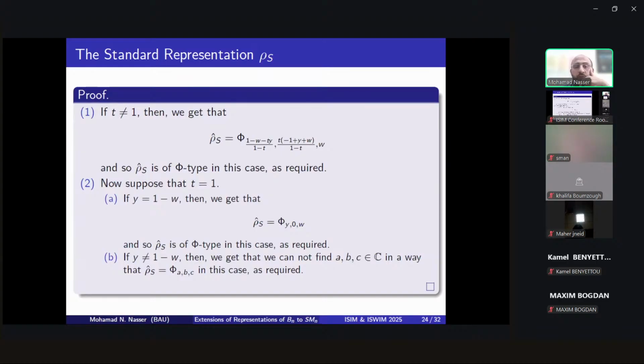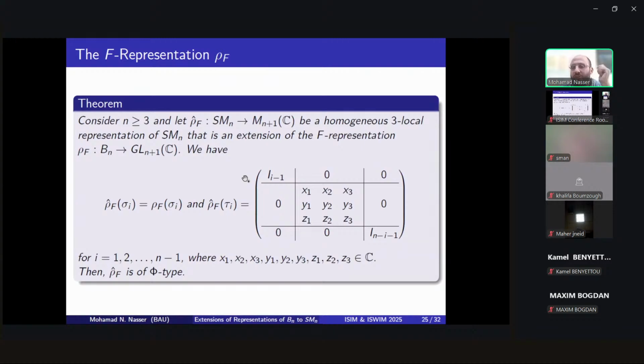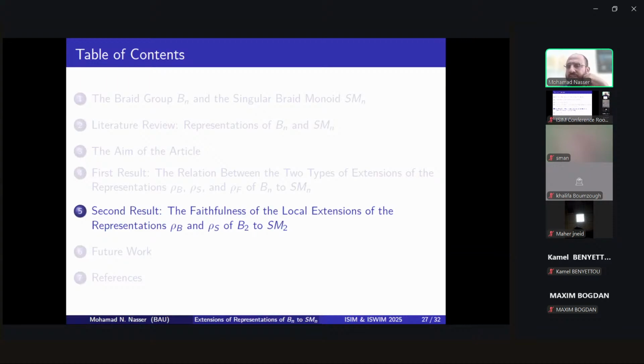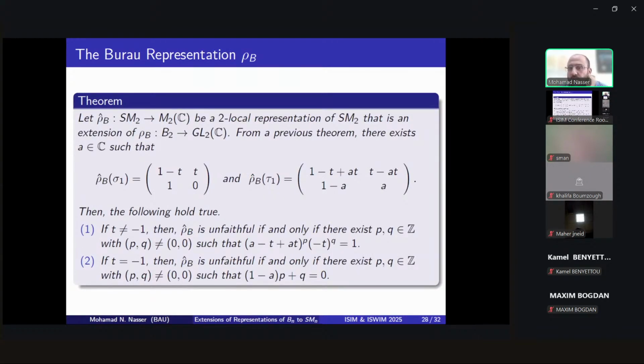Now moving to the F representation. It's like the Burau representation. I consider the F representation since it's a 3 by 3 representation, 3-local. I just want to study a variety. So every local extension of the F representation of the braid group to the singular braid monoid is a phi-type extension. So the result where we distinguish between these two types of extensions is just for the standard representation.